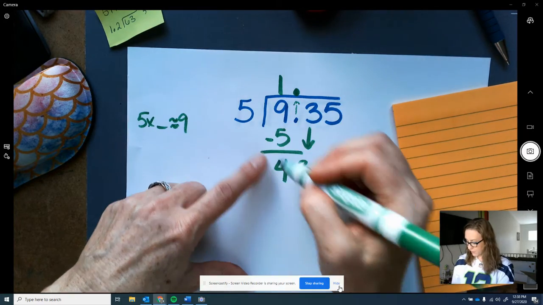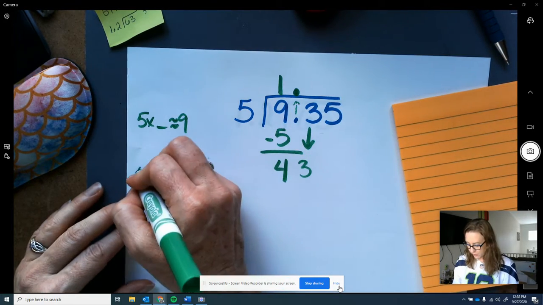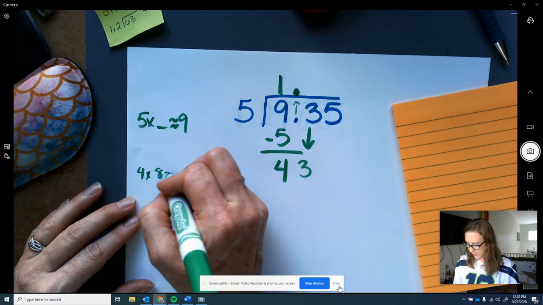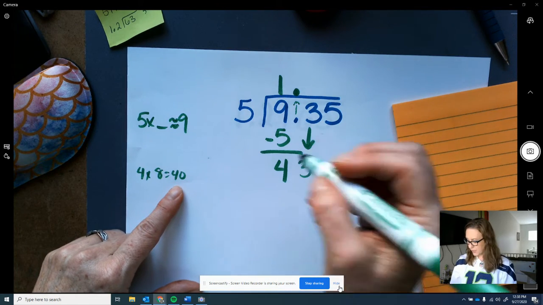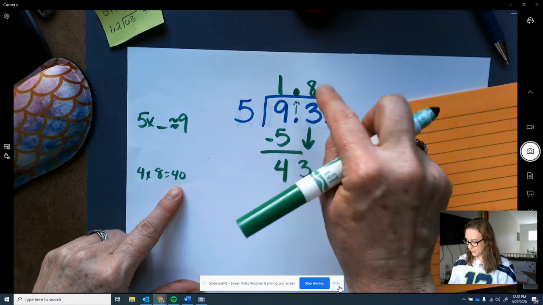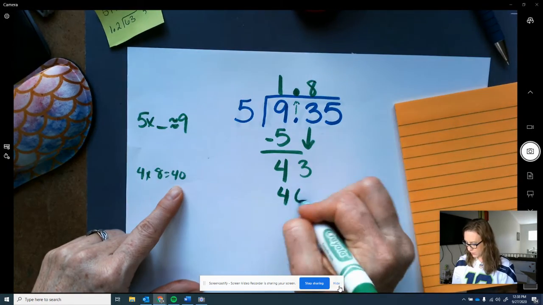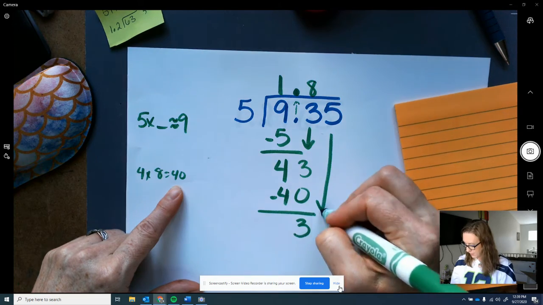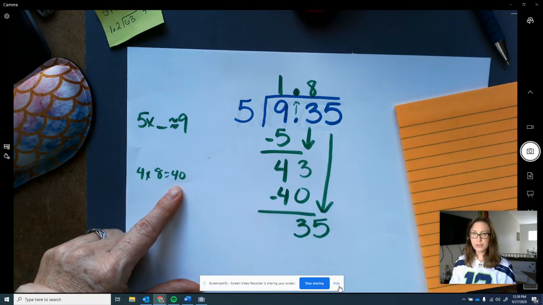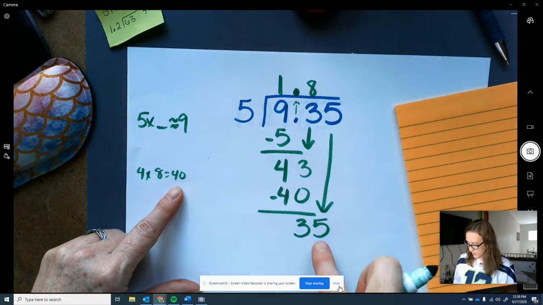So we've got 5 goes into 43. Well, I know that 5 times 8 equals 40, and 5 times 9 is 45. So I'm going to have to go with 5 times 8. 5 times 8 is 40. Subtract that. I've got 3 left. I'm going to bring down the 5. I've got 35. 5 goes into 35.